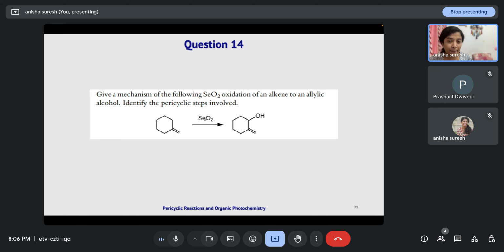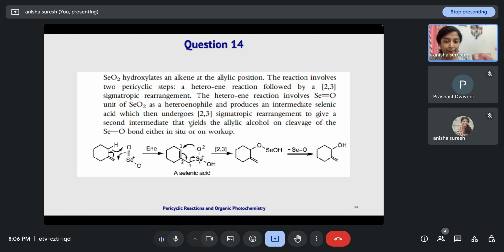So let us see the steps. First, this is the ene component, and SeO2 will be acting as the enophile. So this is how the ene reaction is taking place. The proton is transferred to the oxygen. A bond is formed between this selenium and carbon, and this double bond is shifting here, resulting in the formation of this component.